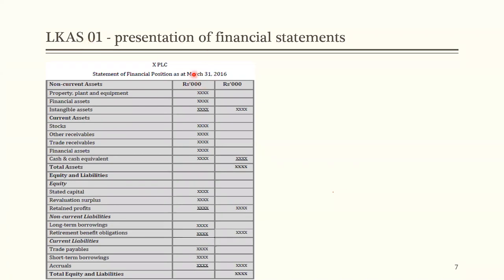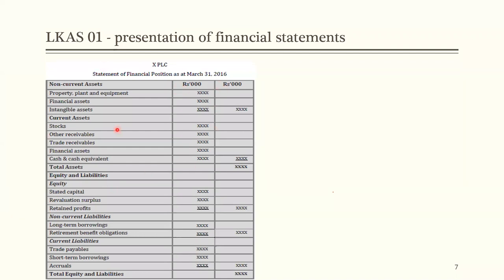Then the period, or the particular date. If it is prepared for a specific date, show that date. If it is for a period, show that period. That requirement also comes from LKAS 1. And in which currency? What is the currency we use? Rupees, USD, yen, euro, that currency we need to disclose or present in our financial statements.